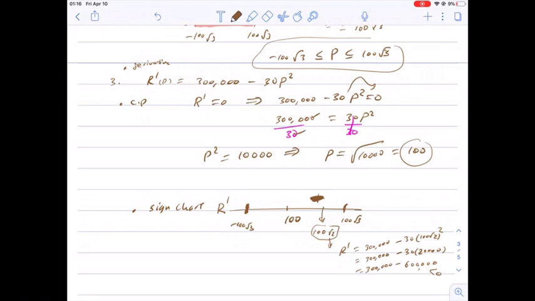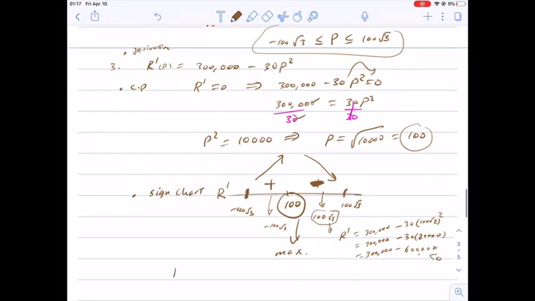Or you can use the calculator, that will give you the value, and then you can determine whether it's positive or negative. And then you substitute a value here like negative 100 square root 2, you get a positive value. So here the function is increasing, here decreasing. That means this is a maximum. So this is P that gives us maximum revenue.